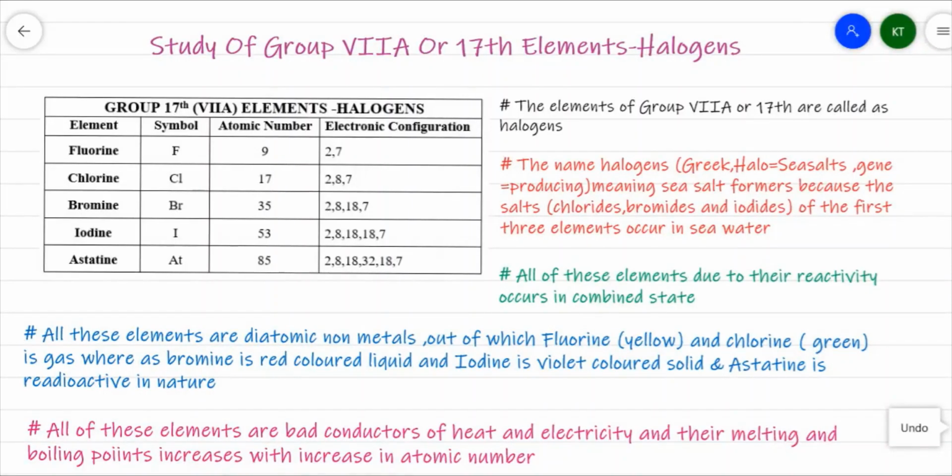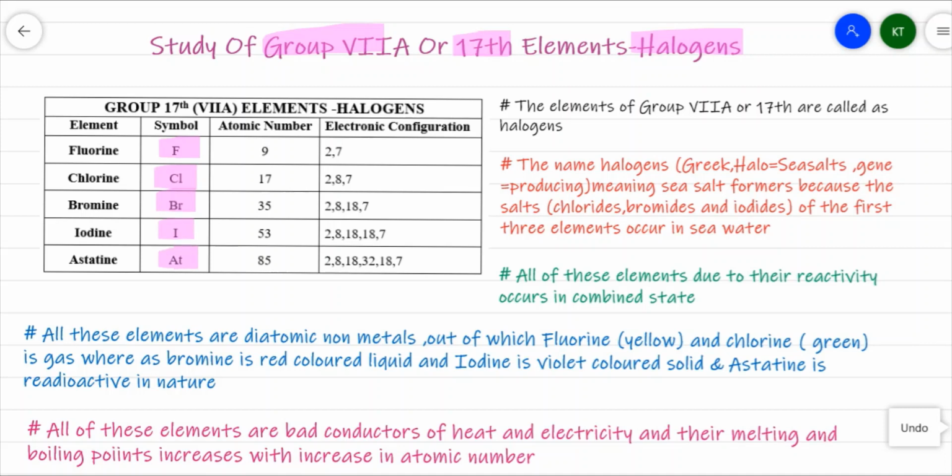Lecture series on the chapter Periodic Table of an Element. In this video, video number 12, we are going to study some of the general properties of group 7A elements, which are also known as group 17 elements and commonly known as halogens. The elements present in group 17 or 7A are fluorine, chlorine, bromine, iodine and astatine.